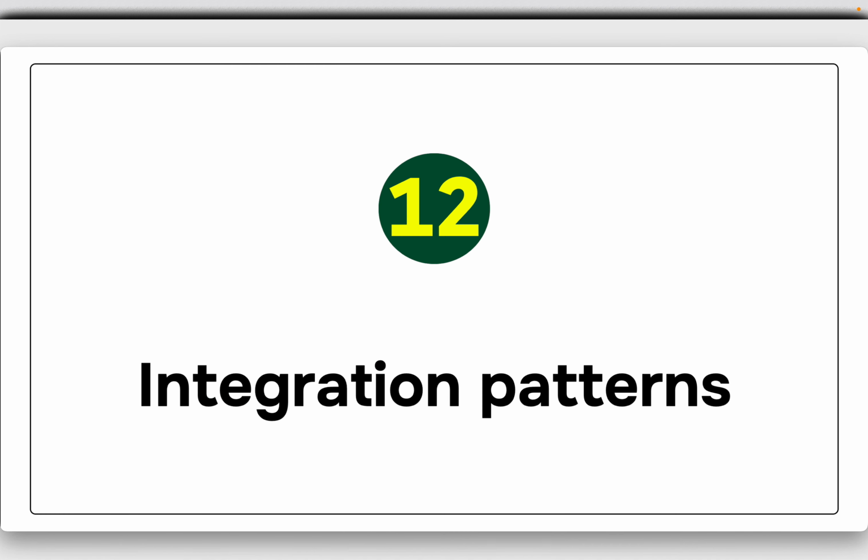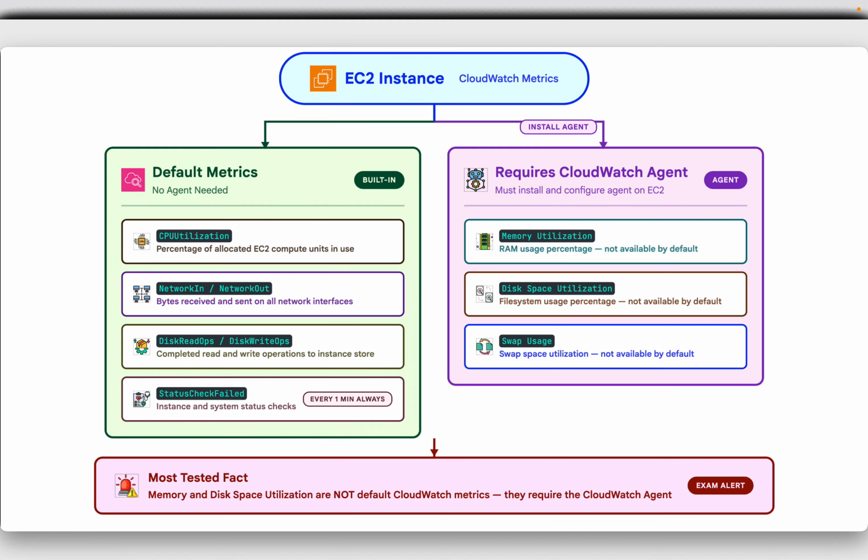12th topic is integration patterns. Memory and disk utilization are not default EC2 metrics. This is the single most tested CloudWatch fact on the exam. And you must install the CloudWatch agent to collect memory and disk metrics. Status checks run every 1 minute regardless of monitoring level.